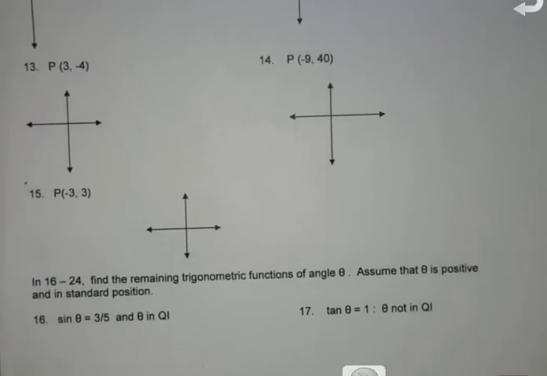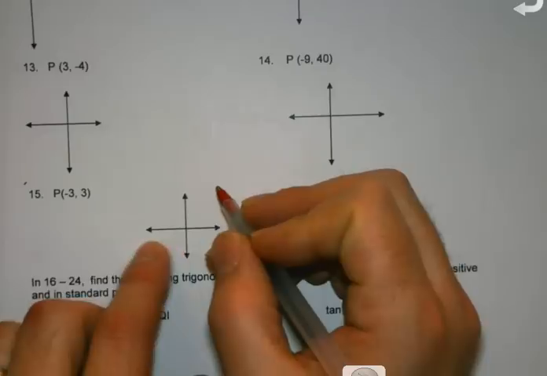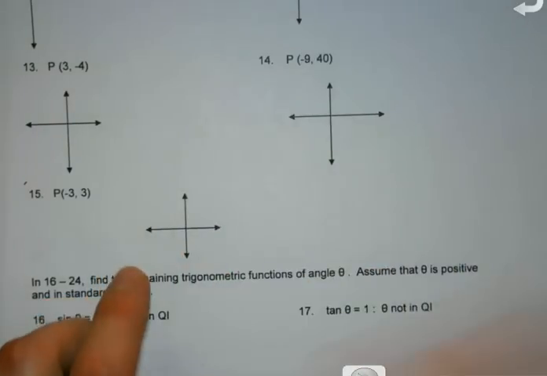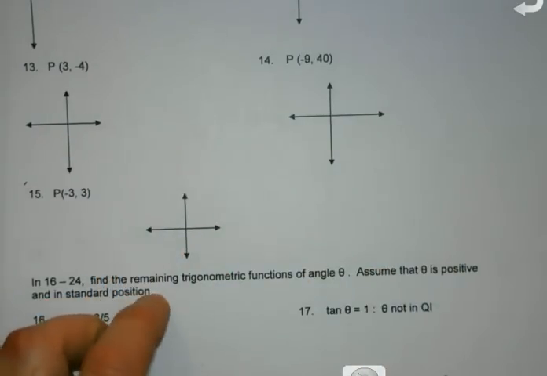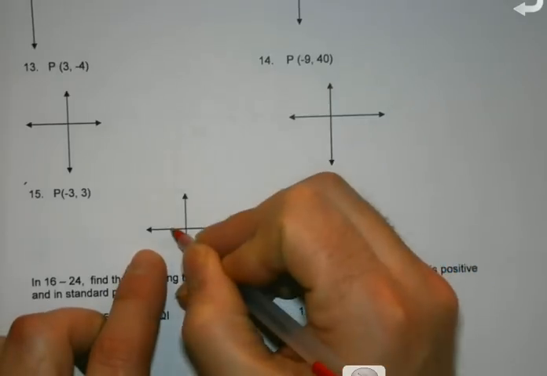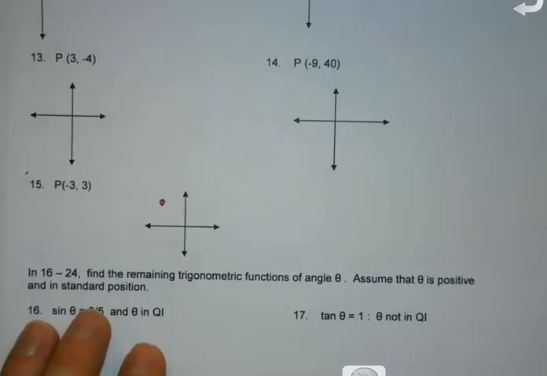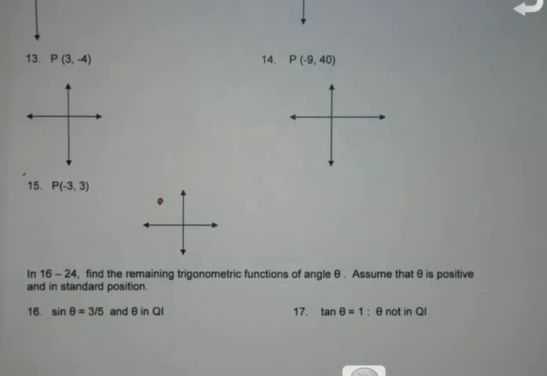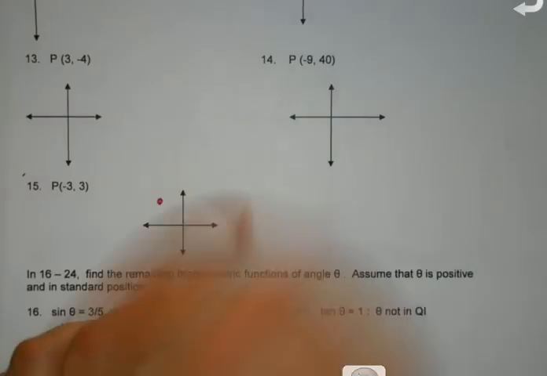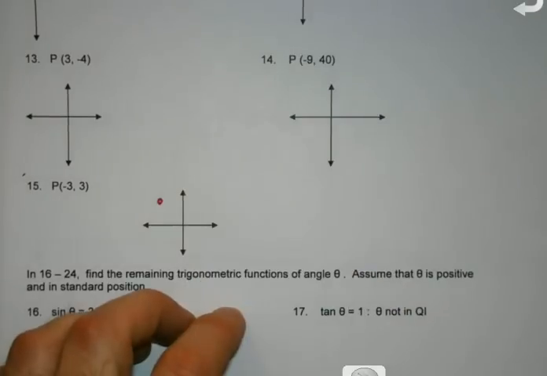Okay, so I need to plot my point, and again, we're just being general here, because some of you look at 14 and go, I can't get to 40. Just general. As long as I know what quadrant we're in, we'll be fine. So negative 3, 3 would be somewhere in the second quadrant.